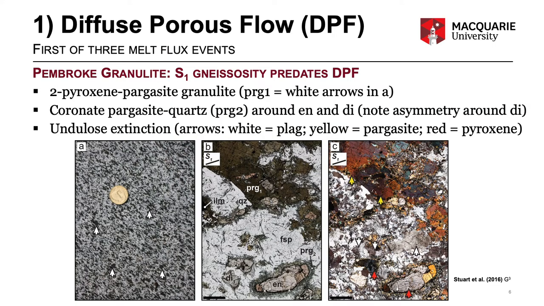I'll talk about three melt migration events within the Pembroke Valley. The first is a diffuse porous flow, where we interpret melt migration along grain boundaries through relatively static or low deformation crust. The original rock is a 2-pyroxene granulite. It shows lots of evidence for undulose extinction and solid state deformation of the earlier igneous and metamorphic minerals. Overprinting those are some static coronae involving amphibole and quartz or amphibole and plagioclase.